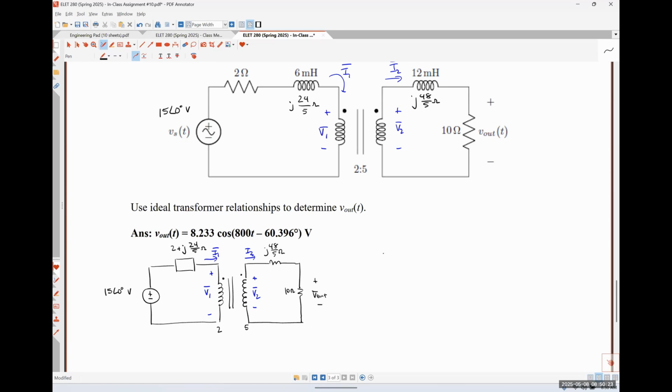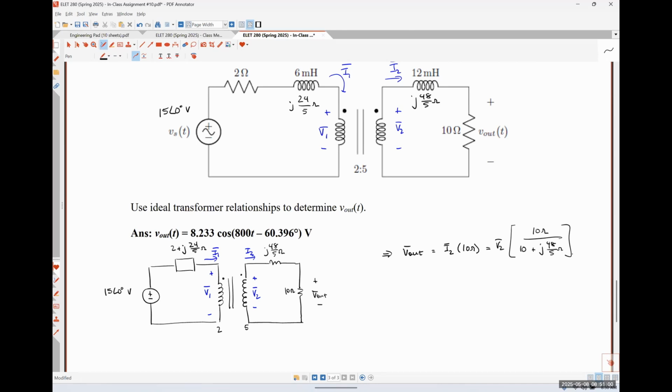So we could say, just for what it's worth, that after we do the same steps that we've done for these other example problems, V out that we're looking for is just going to be I2 multiplied by 10 ohms, or that's going to be the exact same thing as V2 times 10 ohms over 10 plus j48 over 5 from voltage division. Either way will give us the answer that we're looking for. Okay.